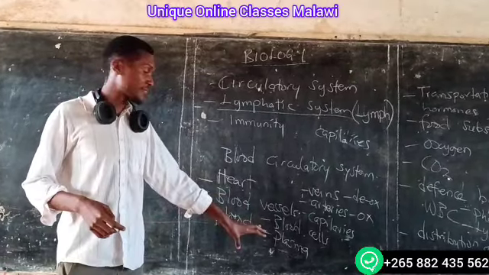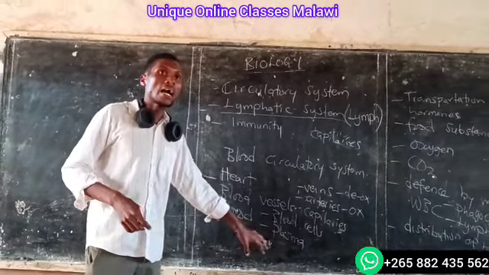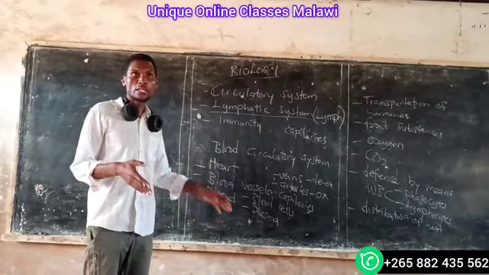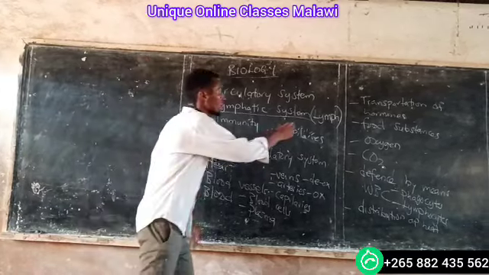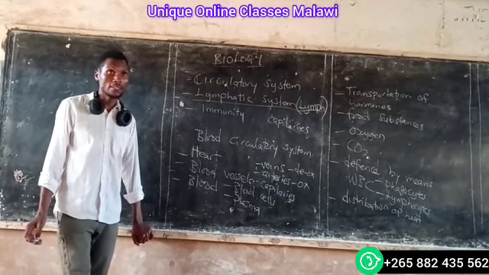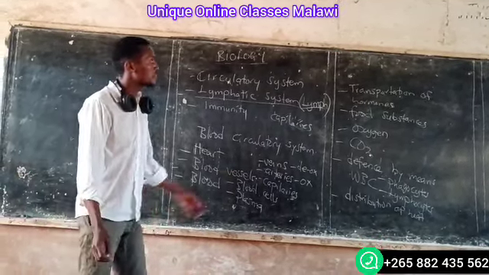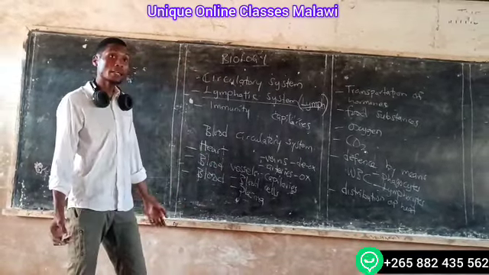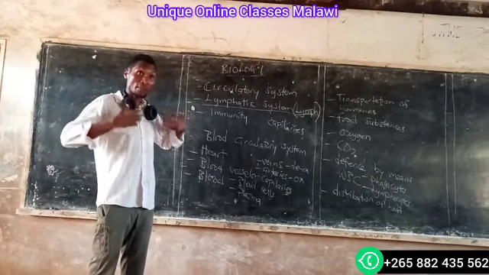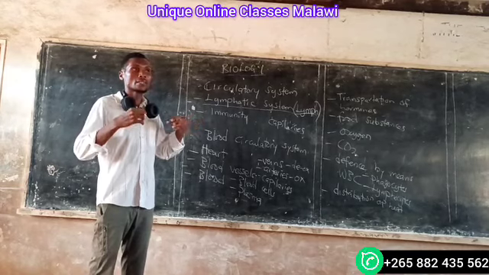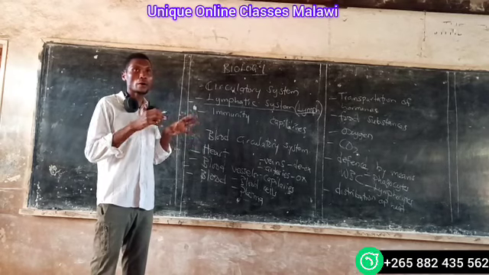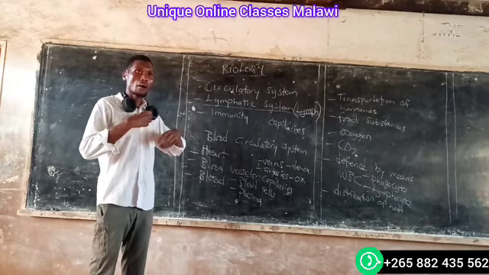When that happens, tissue fluid is drained into the lymphatic system. Now it's no longer called tissue fluid in the lymphatic system. It is simply called lymph. Sometimes it is carrying bacteria, and the lymph is filtered in the lymph nodes, the lymph structures.